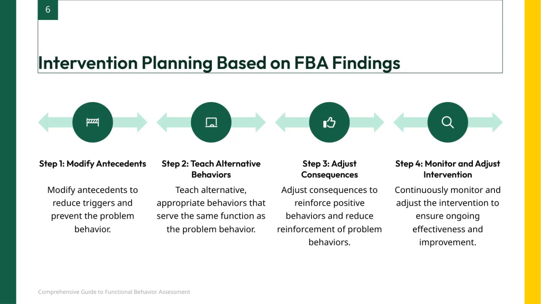When planning interventions based on the findings from a functional behavior assessment, we start by modifying antecedents. This means changing the situations or triggers that lead to problem behavior, so we can prevent it from occurring in the first place. Next, we focus on teaching alternative behaviors. These are appropriate actions that serve the same purpose as the problem behavior, allowing the individual to meet their needs in a positive way. Then, we adjust the consequences by reinforcing the positive behaviors and reducing any reinforcement that might be maintaining the problem behavior.